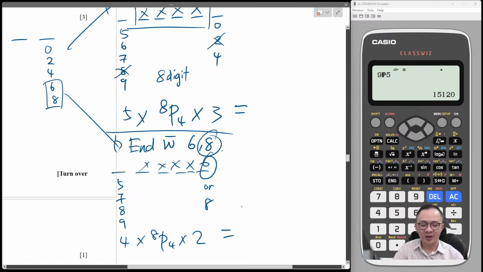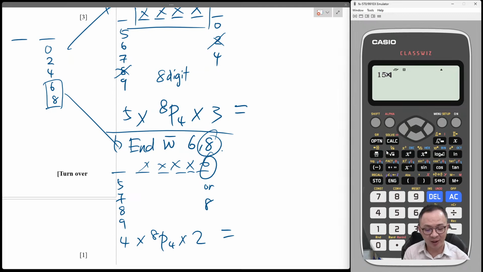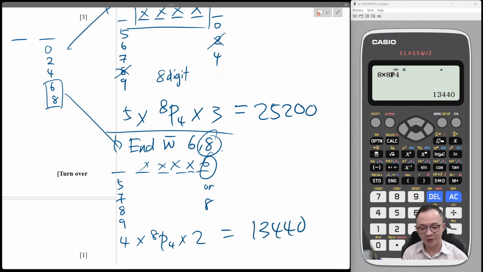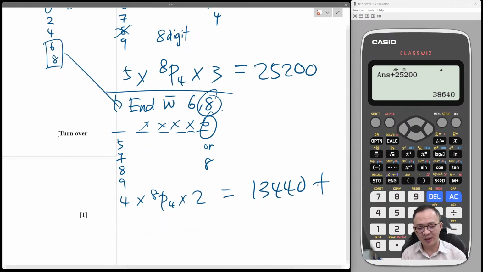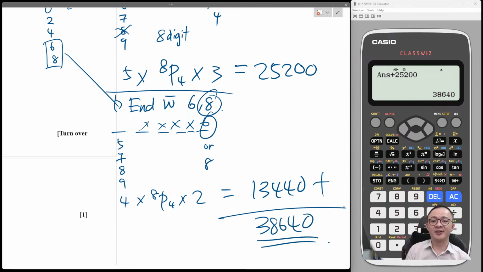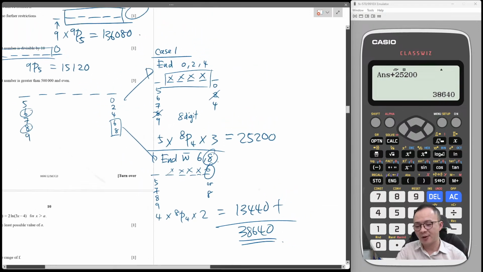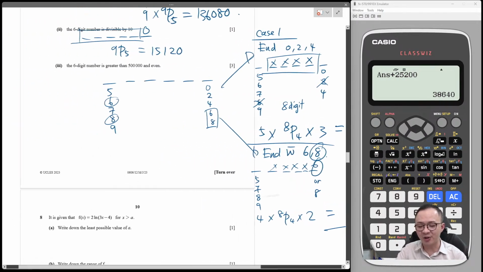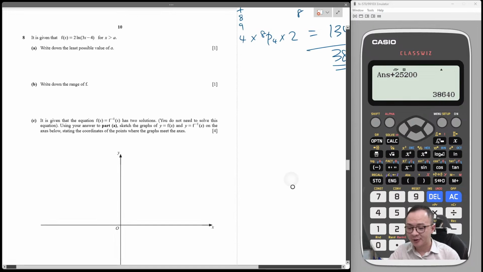Okay, so I will just use a calculator. 15 multiply 8P4, 25200. 8 multiply 8P4, 13440, plus 25200. Yeah. So I add them together, I get 38640. This one will be the final answer. Yeah, permutation is not too hard as long as you understand what is going on here. Number 8.